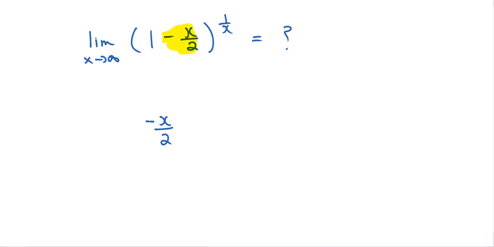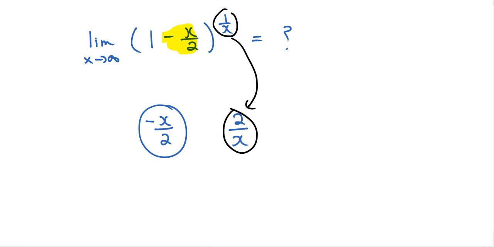So I have the limit as x goes to infinity of (1 minus x over 2) all to the power of 1 over x, and the question is, what does this equal? Okay, so let's highlight my second term here. My second term is negative x over 2. And ask yourself, what is the reciprocal of this? The reciprocal of that should be 2 over x. And so the idea is I want to get this outside exponent to look like the reciprocal.